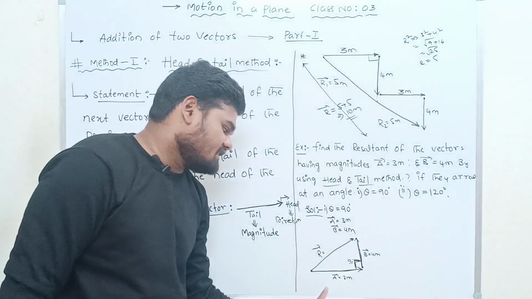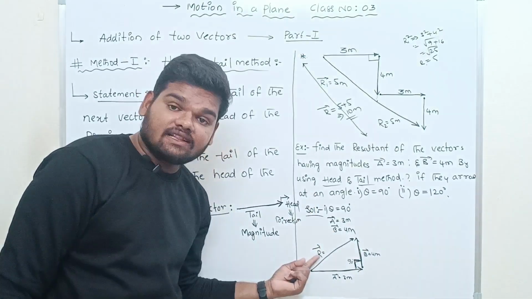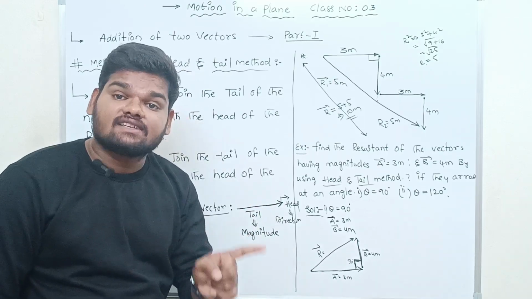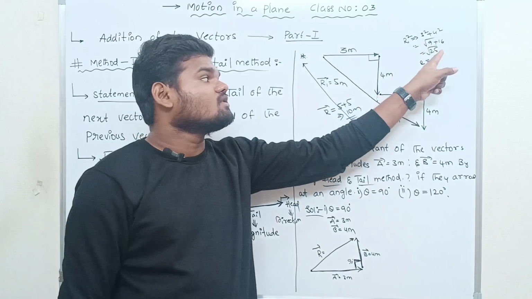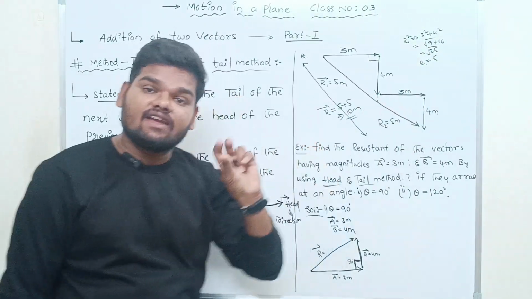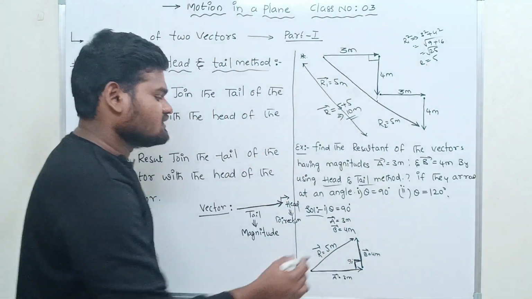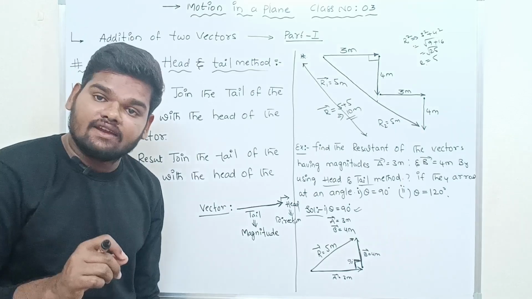So this is 3 meters and this is 4 meters, and it is a right angle triangle. So R bar is nothing but the hypotenuse. Hypotenuse square is equal to side 1 square plus side 2 square, under root. So under root of 3 square plus 4 square gives root over 25. The value of root over 25 is 5. So R bar is equal to 5 meters. This is the case for theta equal to 90 degrees. Are you having any doubts?